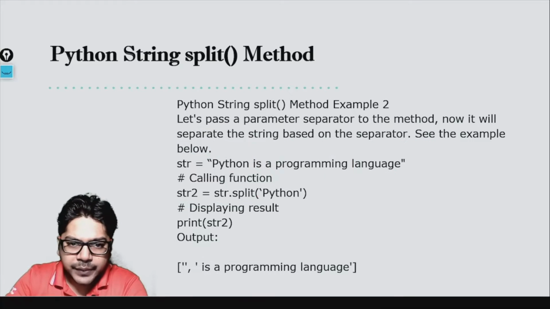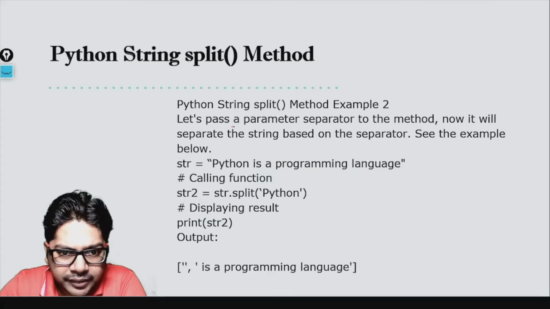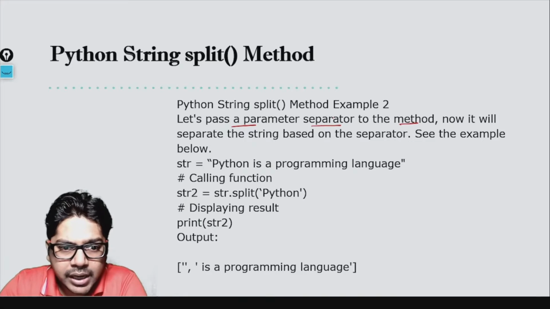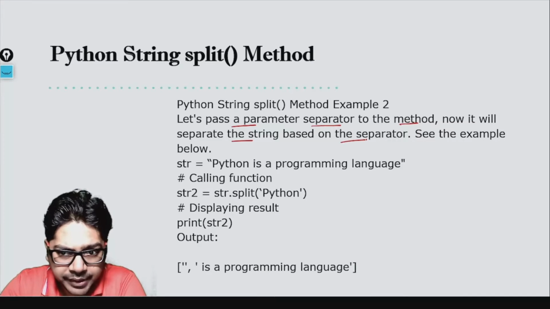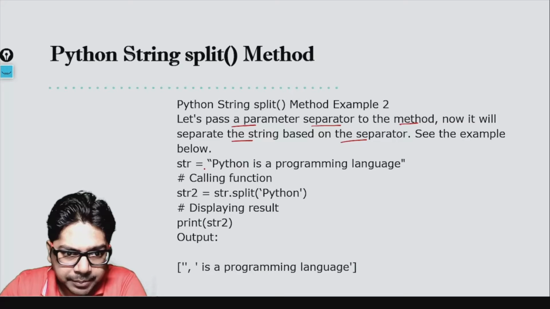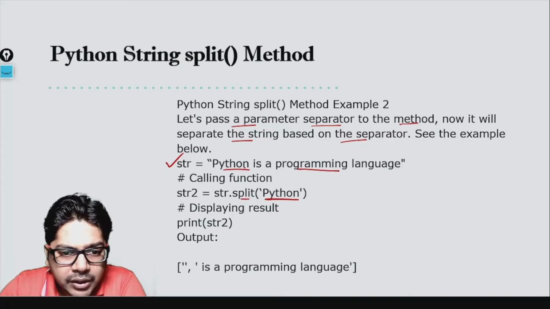So going ahead, looking at another example. Now let's pass a separator parameter to the method. It will separate the string based on the separator. Look at this example. We have a string, Python is a programming language, and here we are splitting based on Python. Now since Python has been split, this complete part has been removed.